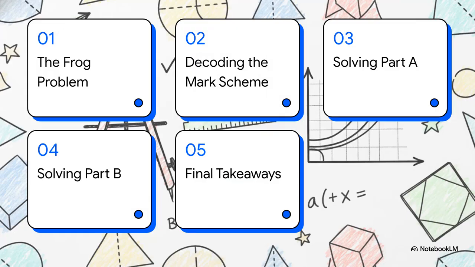So here's our game plan. First, we'll tackle the frog problem itself. What's it all about? Then, we'll decode the lingo the examiners use. After that, we'll walk through solving Part A, which is the calculation, and then Part B, the assumptions. And to finish, we'll wrap it all up with the most important takeaways for your exam day.